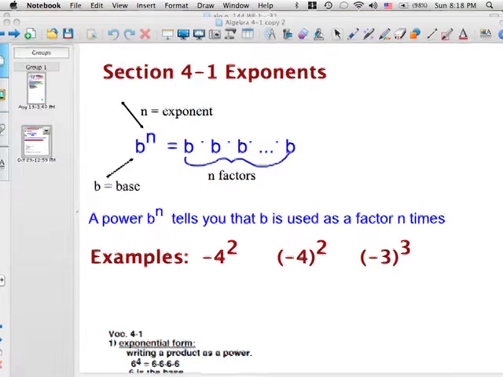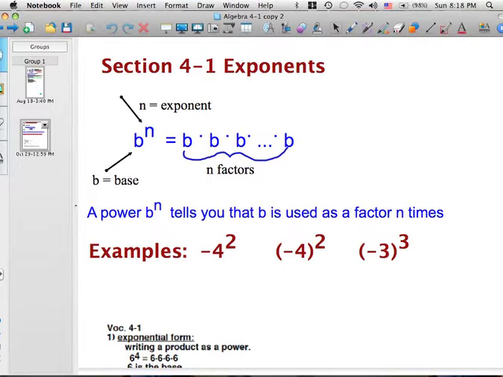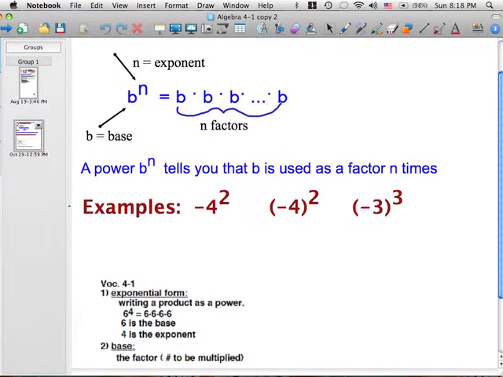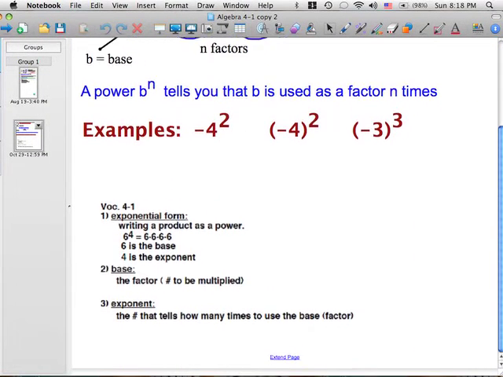We are on chapter 4, section 1 on exponents. This is review. At the bottom of this screen is the vocabulary that needs to be copied into your notebook. So if you'd like to do that right now, you can pause and do it.